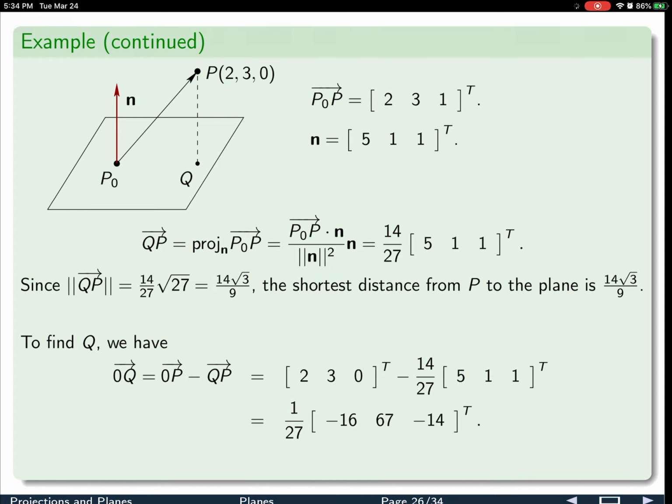And to find Q, we just take this difference between a couple vectors that we already have, 0p and qp, and when we take the difference between those, we get the vector 0q that we want. So there we have the vector version of q, and q is just that as a point. So there we go. We found the shortest distance and we found the point q. So we're good there.